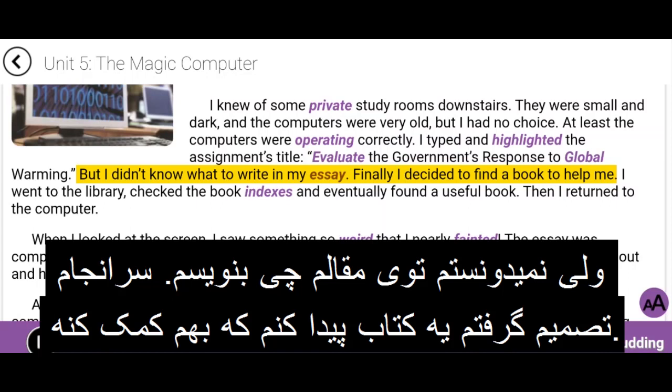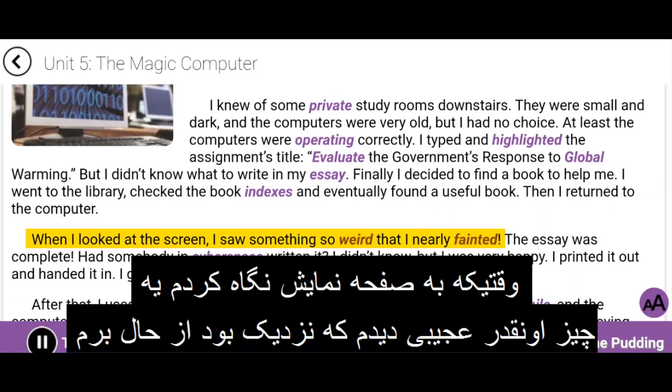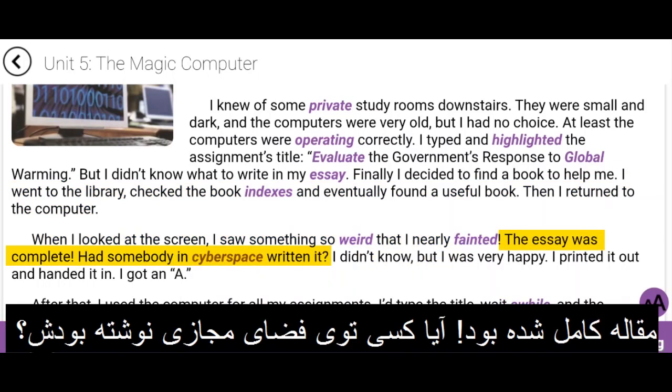Finally, I decided to find a book to help me. I went to the library, checked the book indexes, and eventually found a useful book. Then I returned to the computer. When I looked at the screen, I saw something so weird that I nearly fainted. The essay was complete. Had somebody in cyberspace written it?